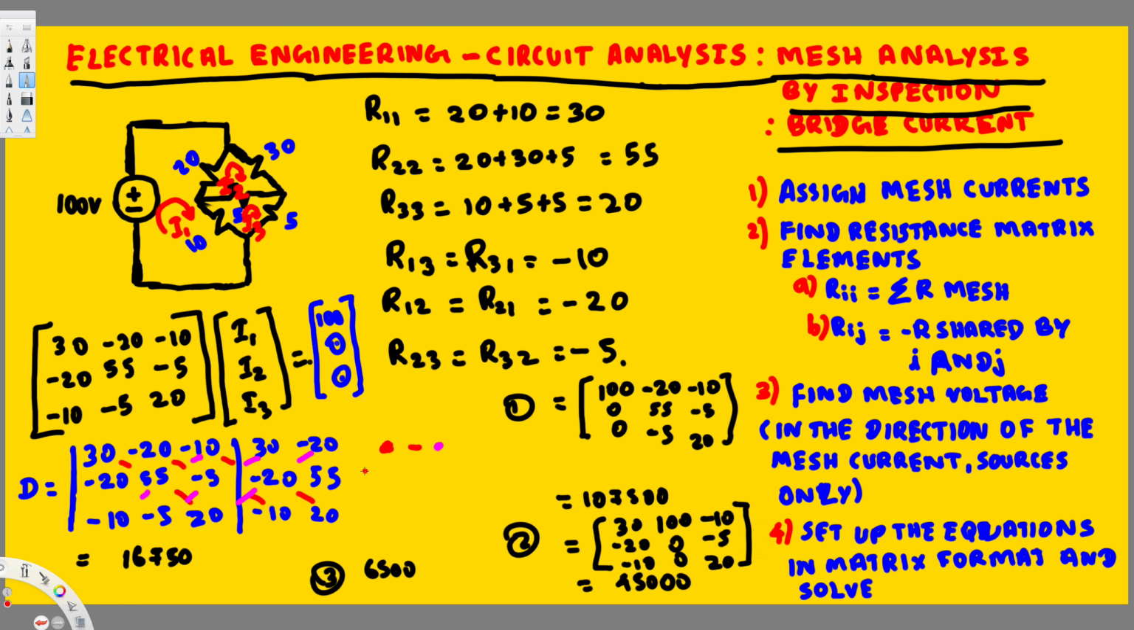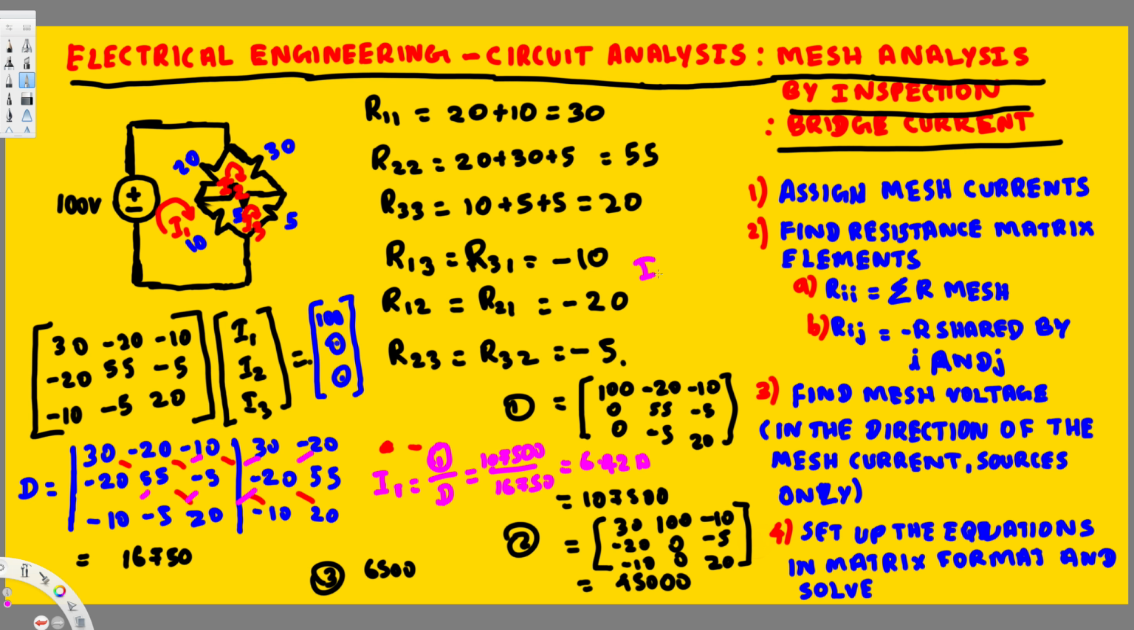For I1, we take the first determinant, the one you found by swapping with the first column, and that's the I1 determinant, right? So the first one divided by the original determinant. The values are 107,500 and the original determinant is 16,750. If you calculate this, it gives you 6.42 ampere.